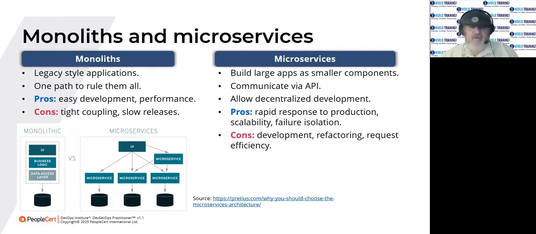Bottom line: monoliths have lower operational complexity, but a single vulnerability can compromise the whole system. For DevSecOps, it's simpler but less agile. Microservices have greater flexibility and resilience, but have a larger attack surface and higher operational burden. DevSecOps must emphasize automation, observability, and zero trust to keep pace.